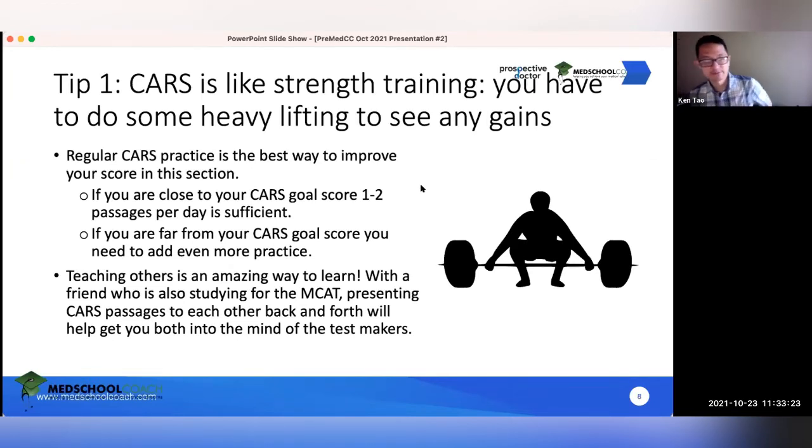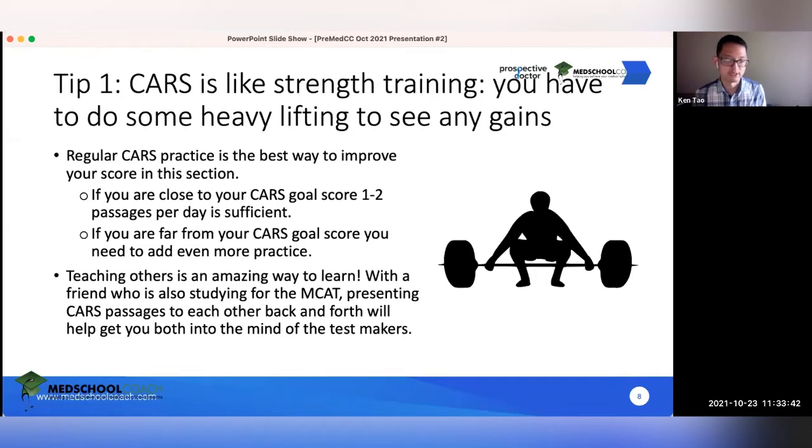Okay, so some tips for CARS. CARS is like strength training. You have to do some hefty lifting to see any gains. So with CARS, it's not something you can cram for. It's the section of all sections of the exam that you absolutely cannot cram for.